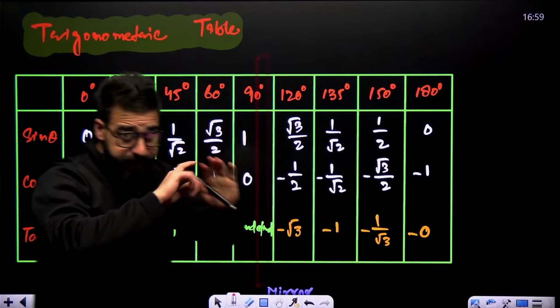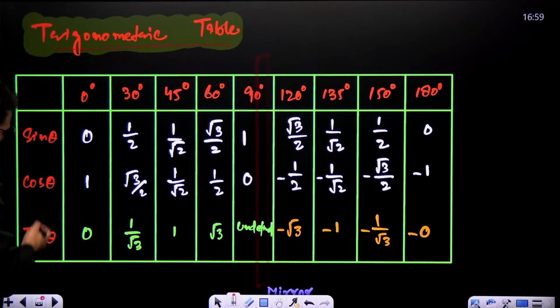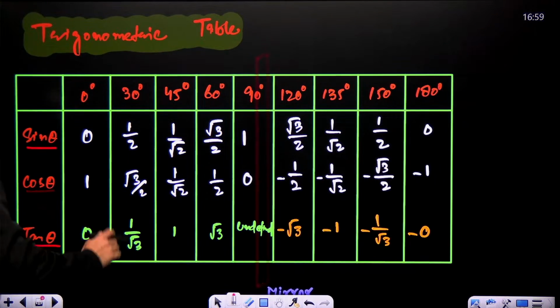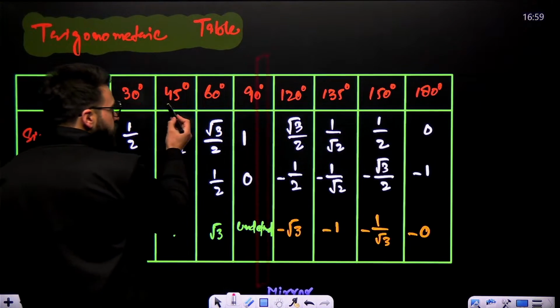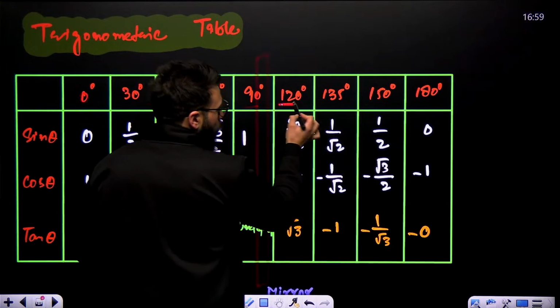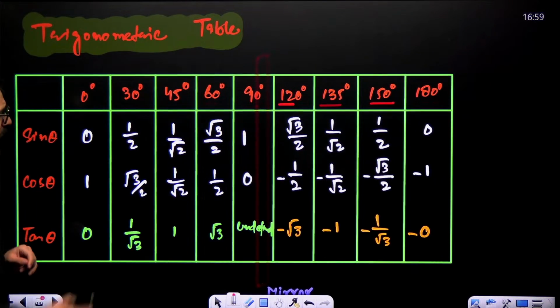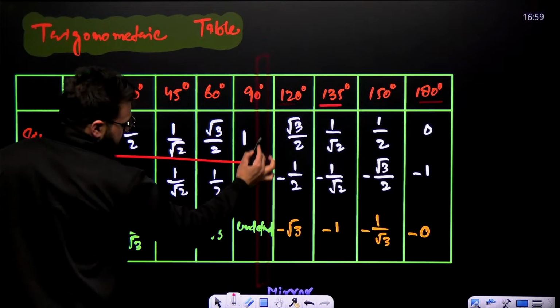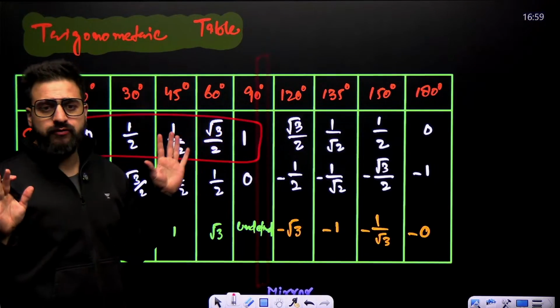Guys, see. Let's suppose if I say the trigonometric table, we write sine, cos and tan. Now here you have got 0 degrees, 30 degrees, 45 degrees, 60 degrees, 90 degrees, 120, 135, 150 and 180. Guys, I would want you to remember this line only. Just this line. Please remember this. The rest of the things I'll tell you how we draw.